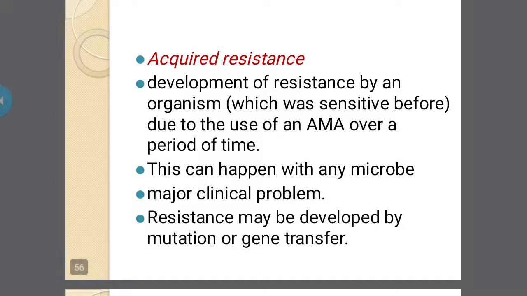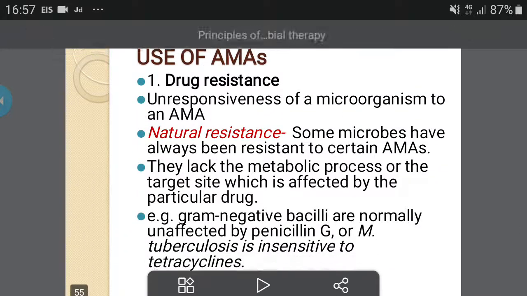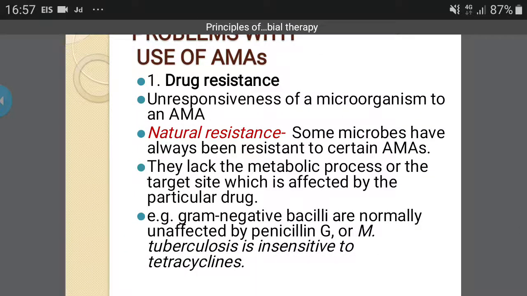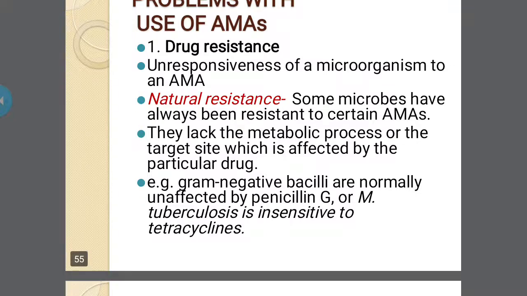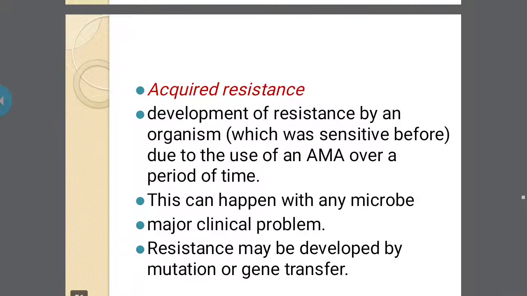And acquired resistance is development of resistance. In natural resistance, we know that we cannot use tetracycline against tuberculosis, and we cannot use penicillin against gram-negative bacilli. That is not a problem, but the problem is acquired resistance.